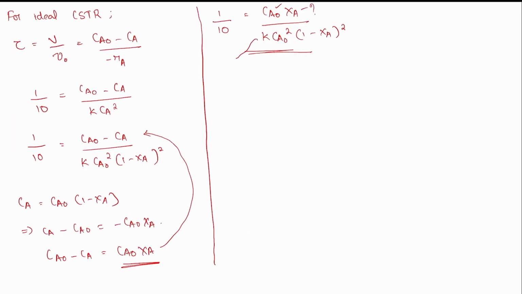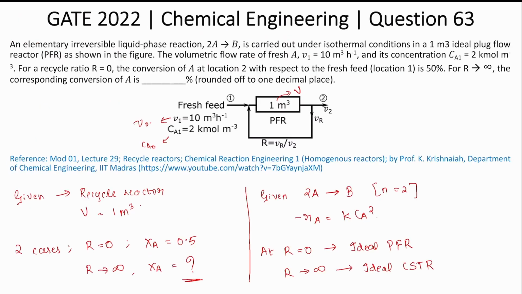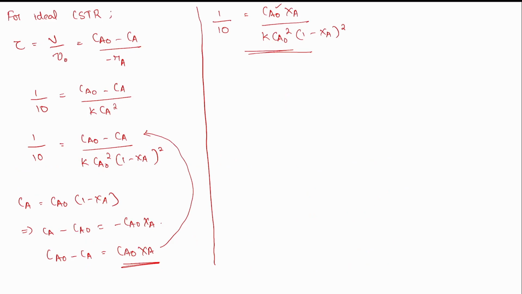So given here, Ca0 is given as Ca1, there's just a change in the notation here. So Ca0 can be taken as 2 kilomole per meter cube. And the initial flow rate nu 0 again is given as nu 1 here, which is 10 meter cube per hour. So we have the value for Ca0 and Xa and V and nu 0, and only K here is unknown.